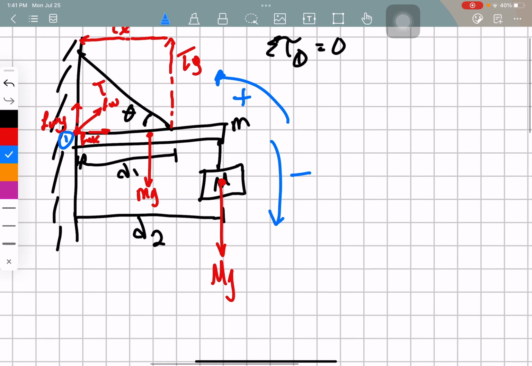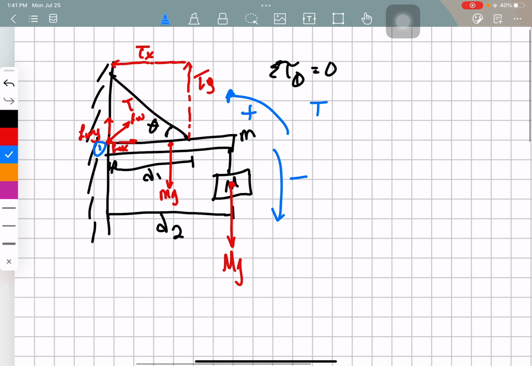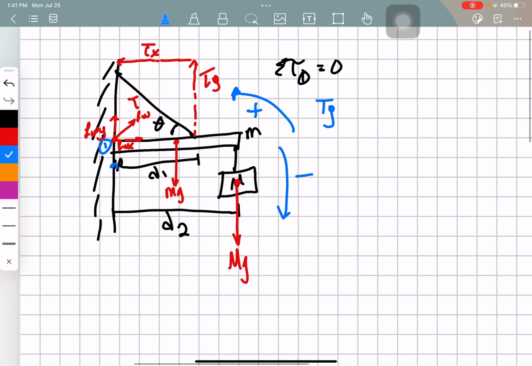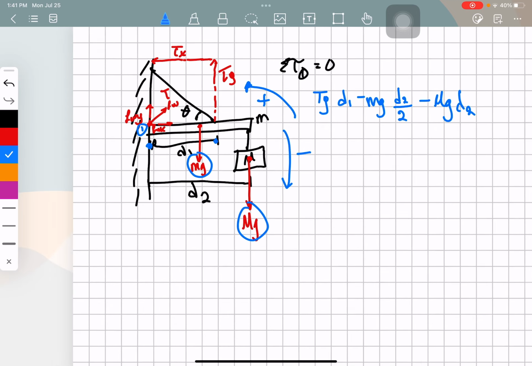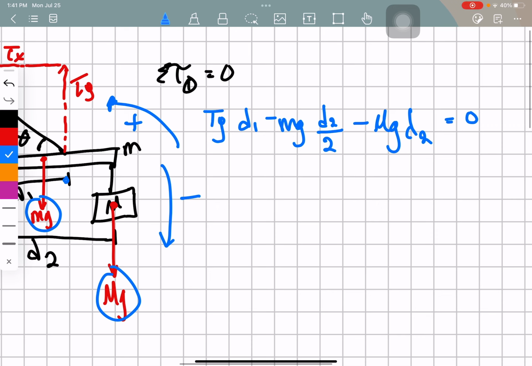So going up, it's going to be Ty, okay, and then the distance from here until Ty, which is d1. Okay, this is equal to, and then you have something else here. So you've got your two forces acting downward, this one and this one. So we're going to subtract mg multiplied by d2 over 2. So it's half of d2. And then you've got your minus big Mg, that is multiplied by d2. Okay, and all of this is going to equal 0.